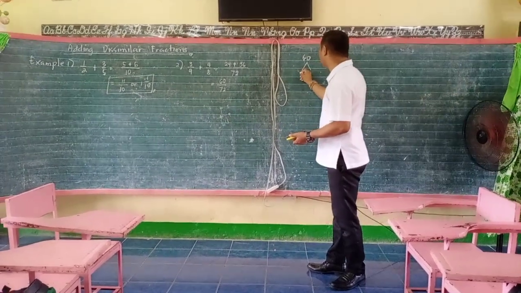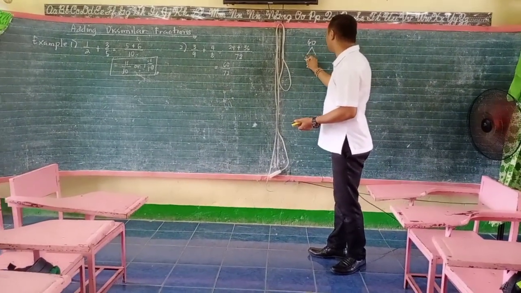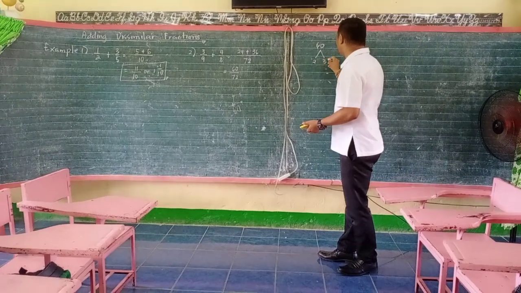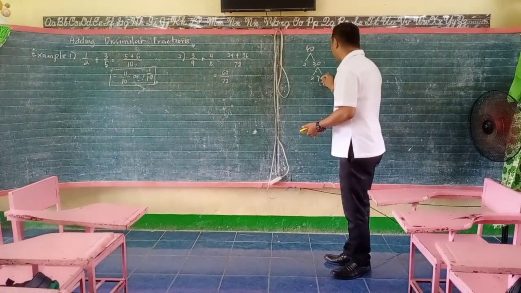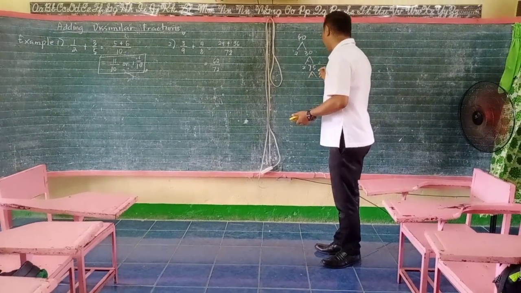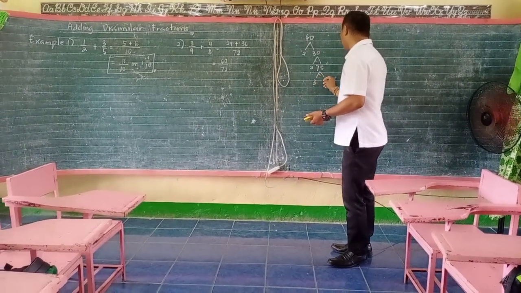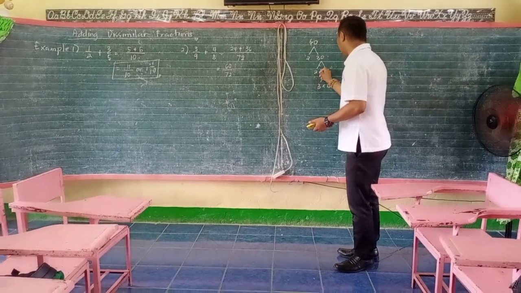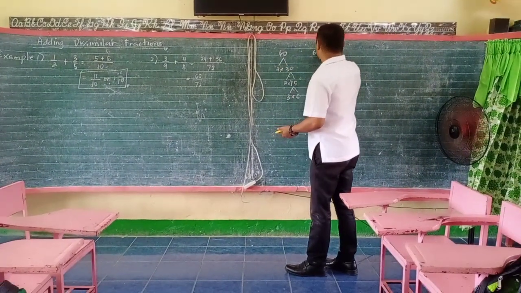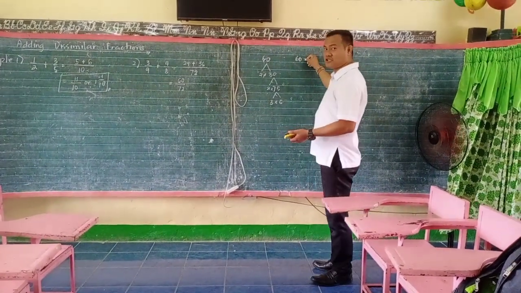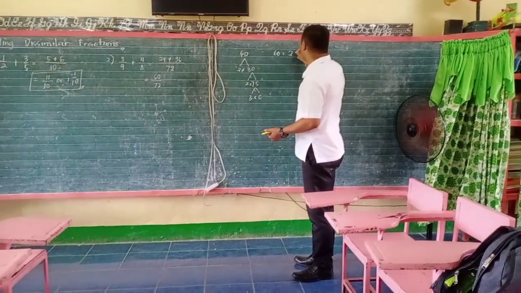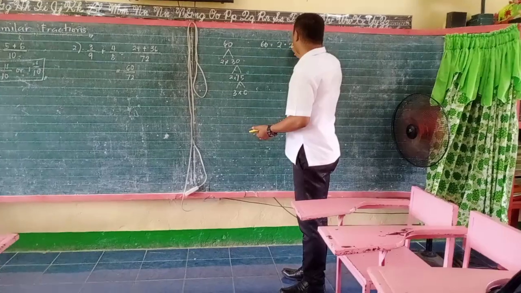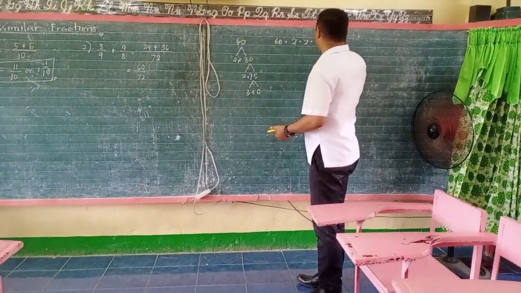Alright, so we have 2. 60 divided by 2 is 2 times 30. Right? Also, we have here 2 times 15. And the factors of 15 are 3 times 5. So the prime factors of 60 are 2 times 2 times 3 times 5.